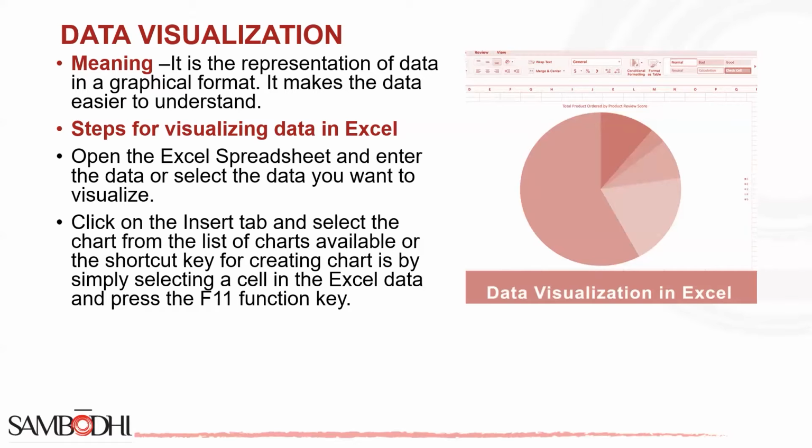Open the Excel spreadsheet and enter the data or select the data you want to visualize. Click on the Insert tab and select the chart from the list of the charts available, or the shortcut key for creating a chart is by simply selecting a cell in the Excel data and pressing the F11 function key. A chart with the data entered in the Excel sheet is obtained.